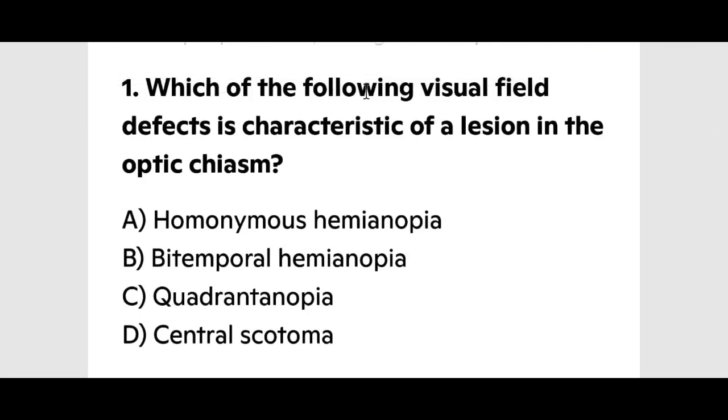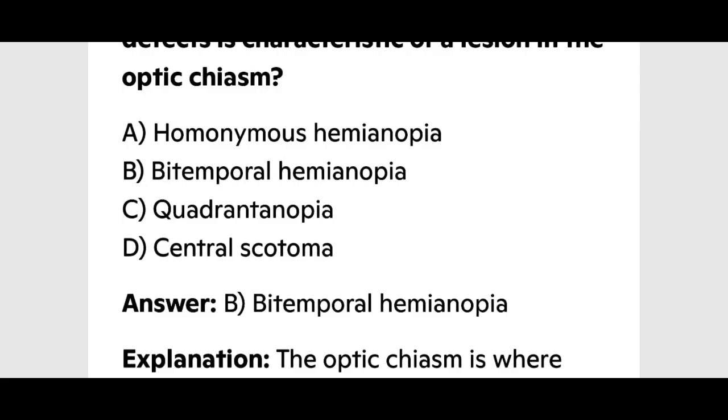Which of the following visual defects is characteristic of a lesion in the optic chiasma? What is your answer? Answer is bitemporal hemianopia.